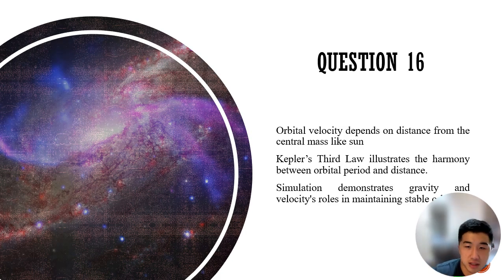Lastly, question 16: the orbital velocity is determined by the distance from the central mass, like the sun. Kepler's third law demonstrates the harmony between the orbital period and distance. This simulation highlights the roles of gravity and velocity in maintaining stable orbits, emphasizing the balance required for circular or elliptical paths.